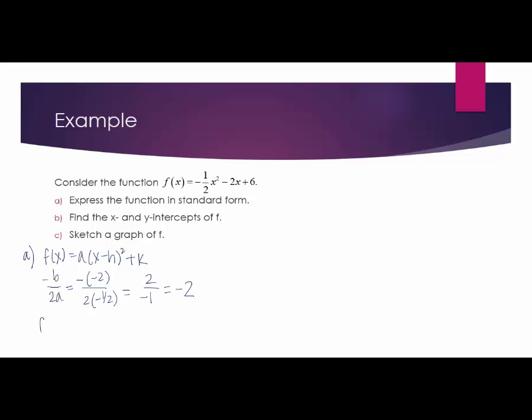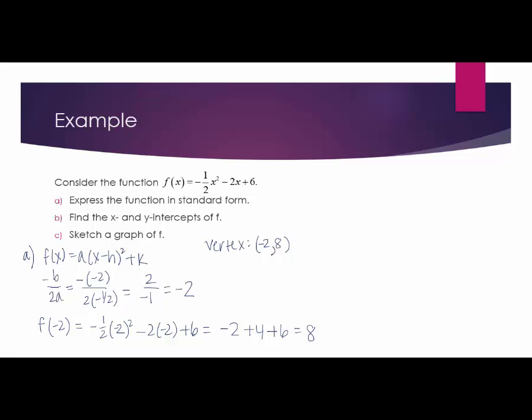To find the y value of my vertex, let's plug that negative 2 back into the original function. So negative 1/2 times negative 2 squared minus 2 times negative 2 plus 6, which is a negative half times 4, or negative 2, plus 4 plus 6. Negative 2 plus 4 is 2, plus 6 is 8. This tells me that my vertex is negative 2, 8.